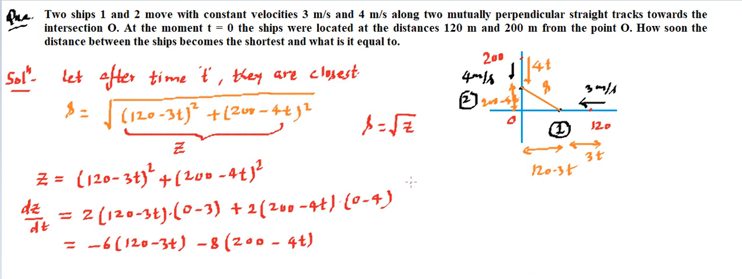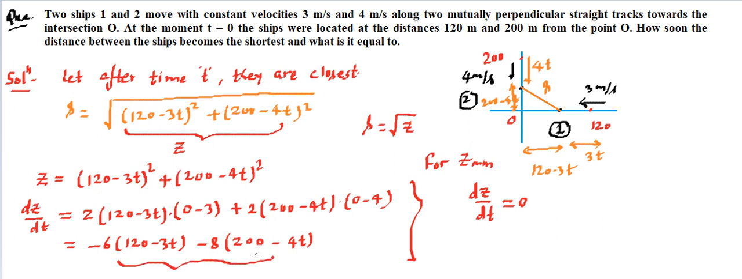From now onwards, we are going to say dz upon dt is equal to 0. We place dz upon dt to be 0, and this is for z to be minimum. As soon as you make this expression 0, you will find the value of t. So this t will be calculated, and that is the calculation you need to perform. Once you have this t, we have the answer to how soon the distance between the ships becomes shortest. This is the time after which the separation will be shortest.